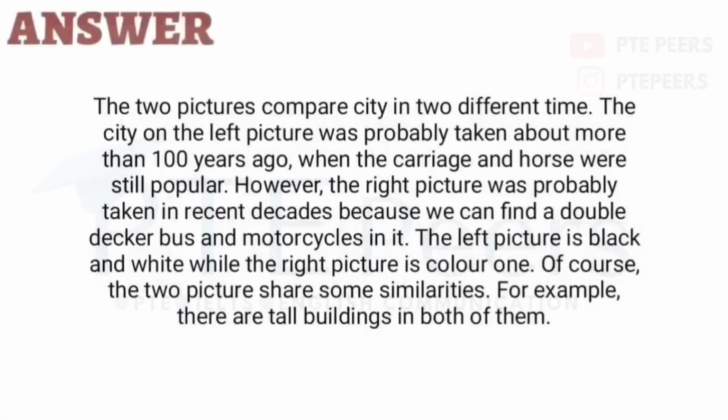The two pictures compare a city at two different times. The city in the left picture was probably taken more than 100 years ago, when the carriage and horse were still popular. However, the right picture was probably taken in recent decades because we can find a double-decker bus and motorcycles in it. The left picture is black and white while the right picture is a color one.